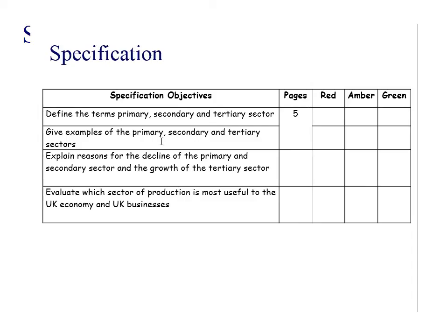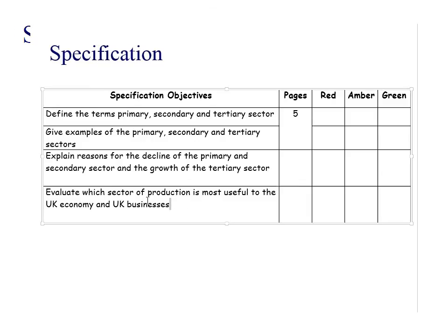Okay, so make sure you know the differences between primary, secondary, and tertiary, and you can give examples. And make sure you know the history behind the decline and the rise of certain areas. And make sure you can argue this. Try and make some notes where you're coming up with reasons for and against the secondary sector or any of the other sectors. It could be the tertiary sector that you have a question on being the most important or not the most important to the UK economy.